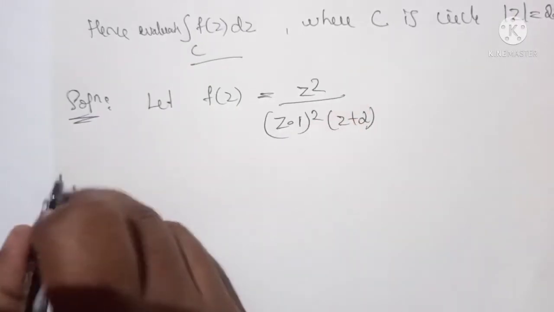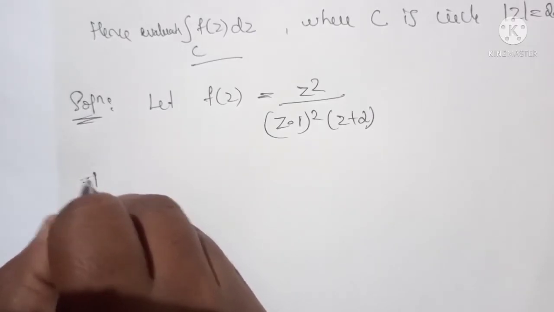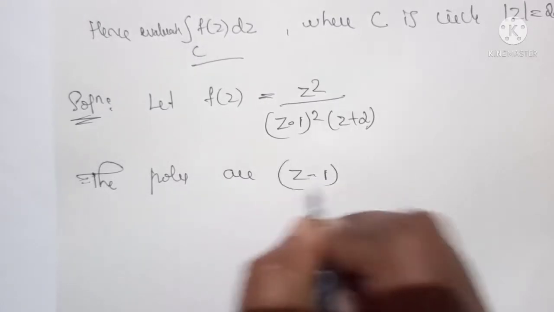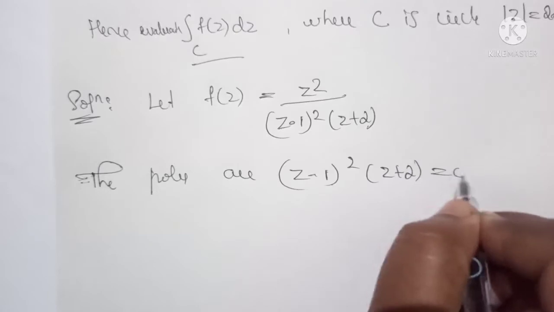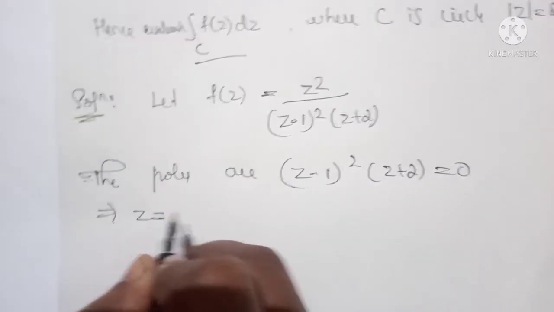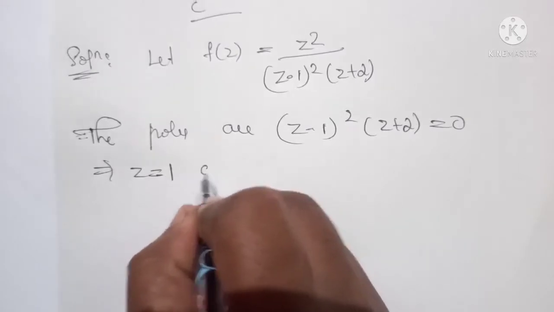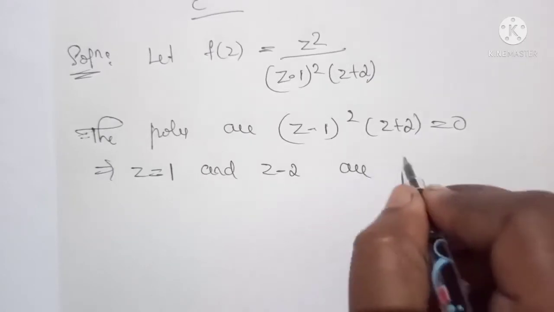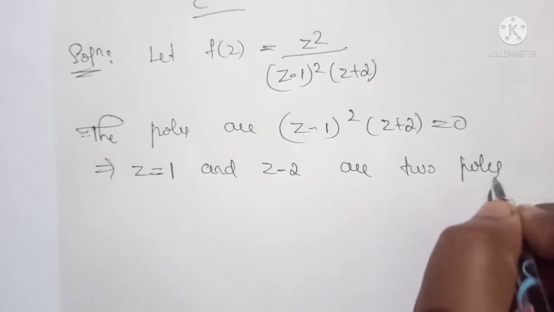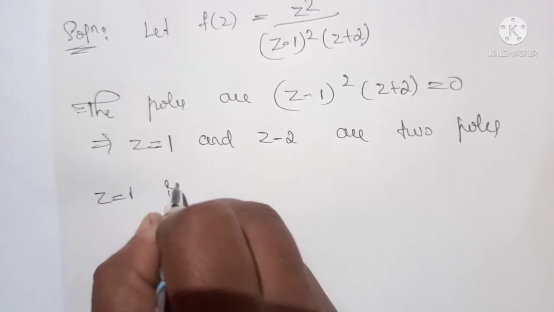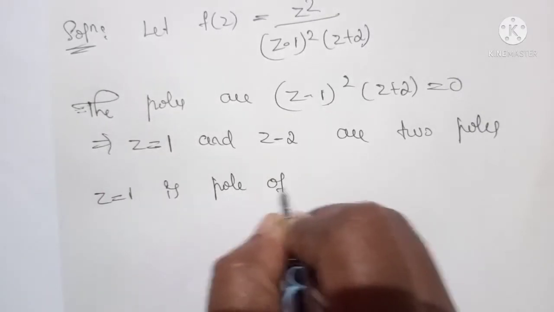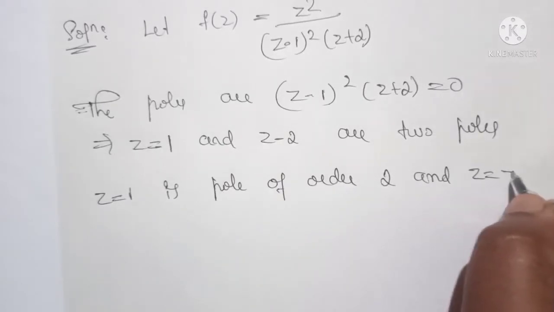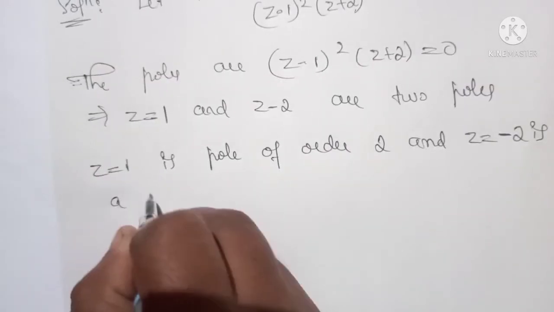So equating the denominator to 0, the poles are given by (z minus 1) whole square (z plus 2) equals 0, which implies that z equals plus 1 and z equals minus 2 are the two poles. But z equals 1 is a pole of order 2 and z equals minus 2 is a simple pole.